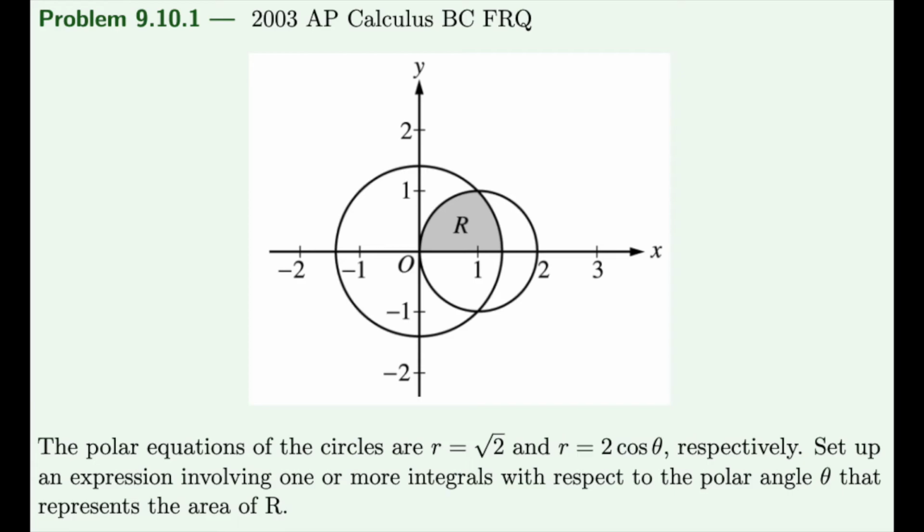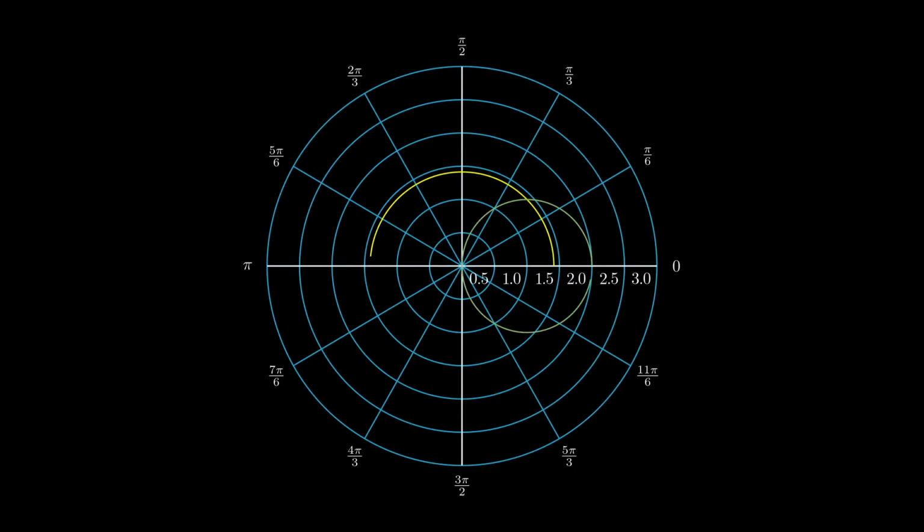So basically, we're given two polar curves, r equals the square root of 2 and r equals 2 cosine theta. And then we want to set up an expression, right, involving one or more integrals with respect to the polar angle theta that represents the area. Well, I already told you about how there's two different types of areas we can find. The area outside another polar curve but contained inside one, and the other is the overlapping area between two polar curves. Now, in this problem, we want to find part of the overlapping area between the two curves.